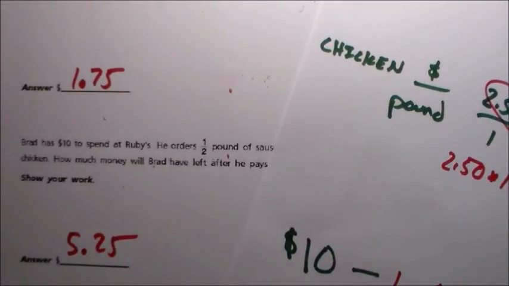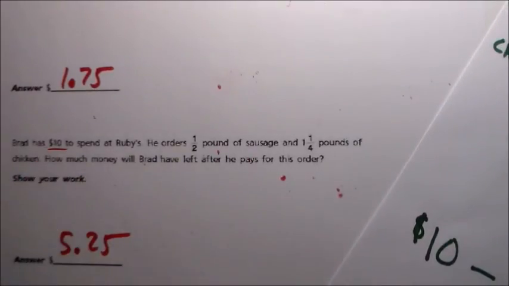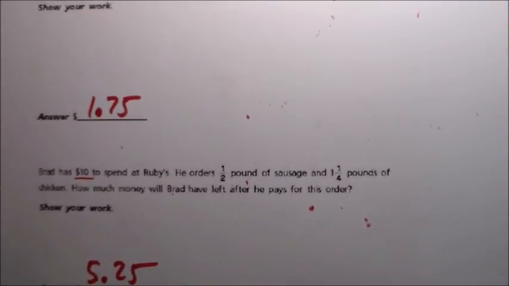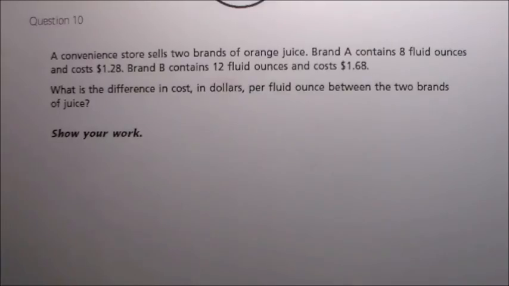5.25 is left. Where do we get the 10 that we subtracted these numbers from? We got the 10 from here. It says he had $10 to spend. There we go. Part 1, 1.75. Part 2, 5.25. On to question 10.